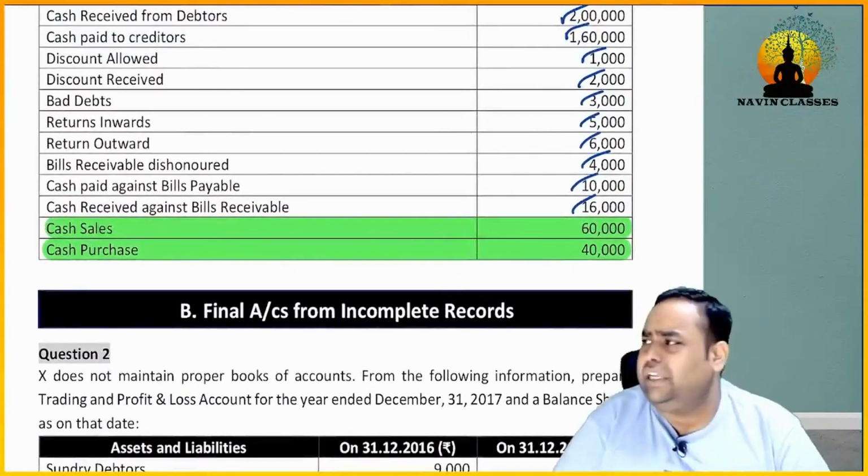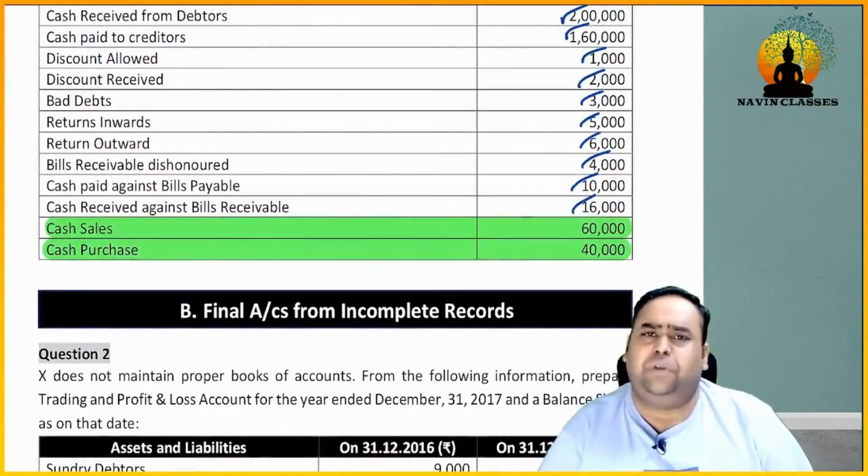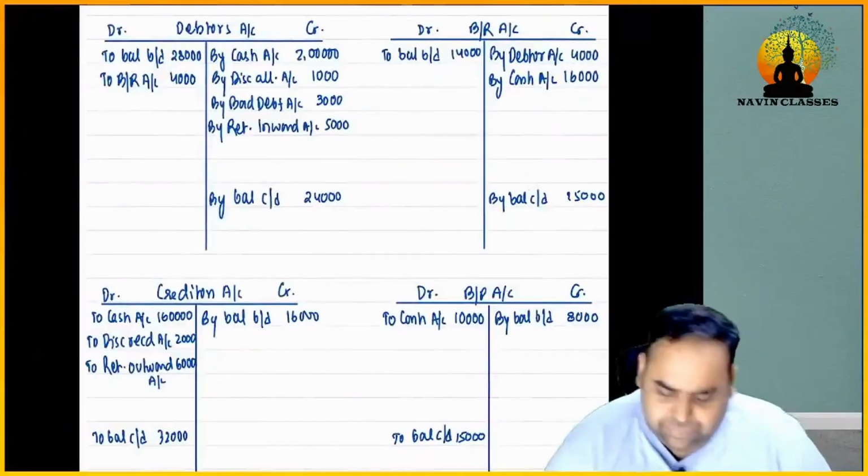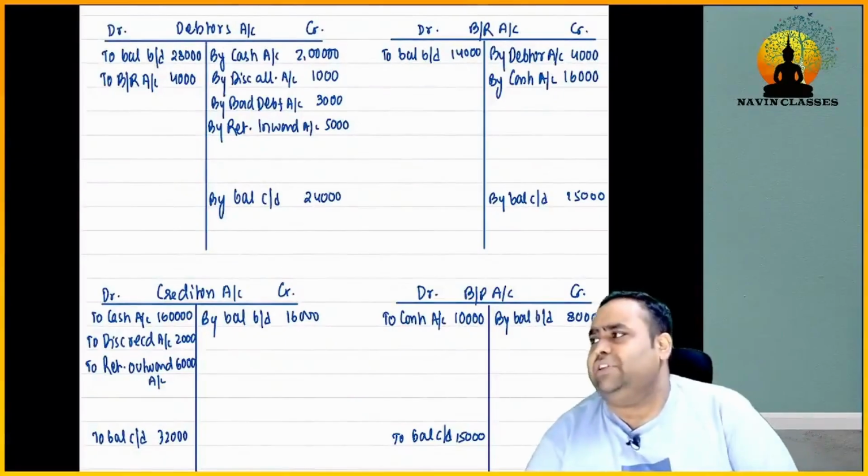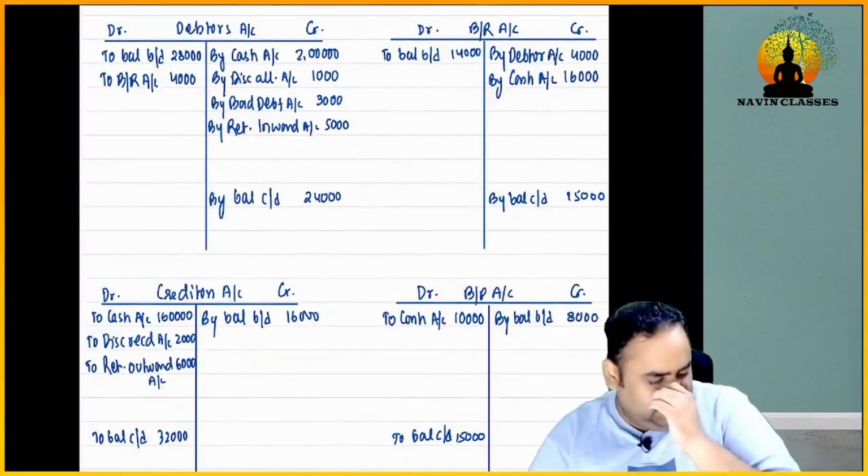The cash sales, cash purchases, debtors, creditors do not affect the account, so there will be no entry for it. I have done the accounting for all of the transactions here. Listen carefully.